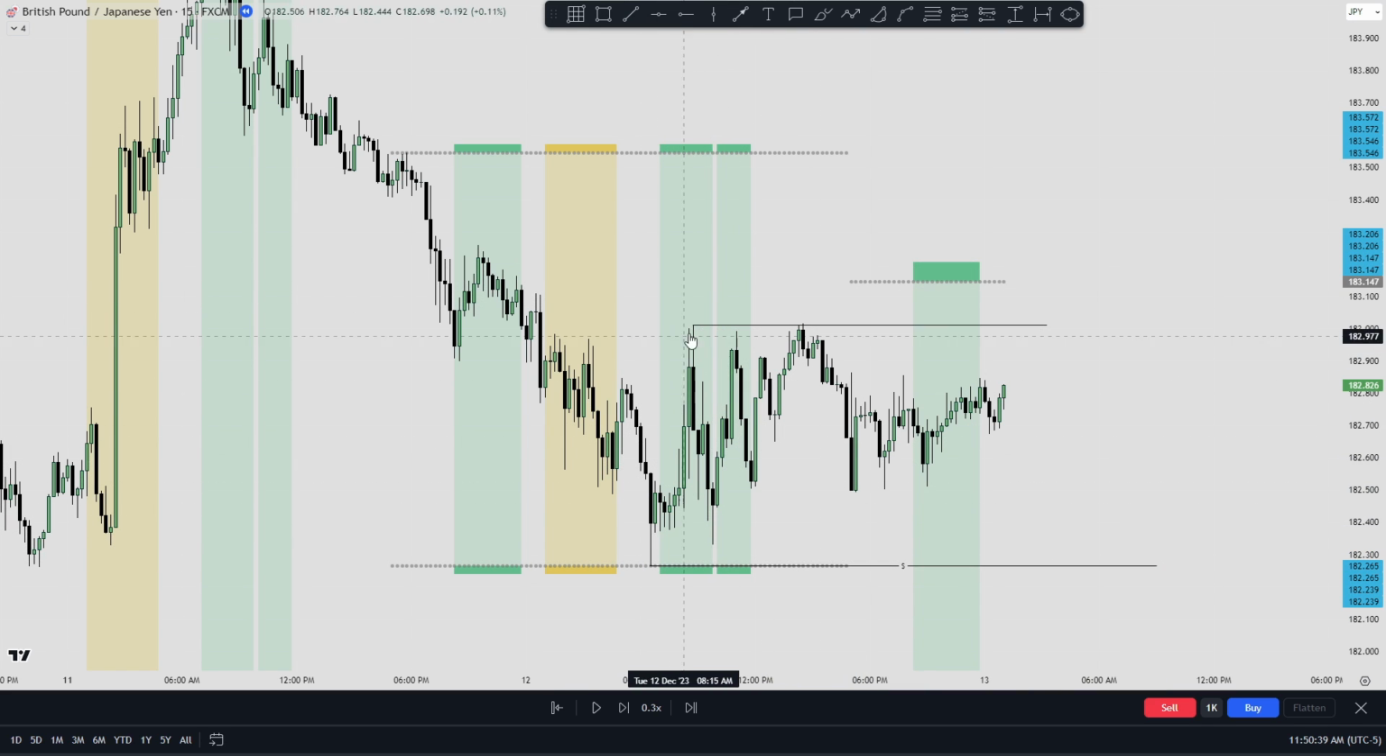So we have these equal highs right here, and then we have the prior day's low, which is also a New York session low. Next thing we can take note of is this trend line liquidity.